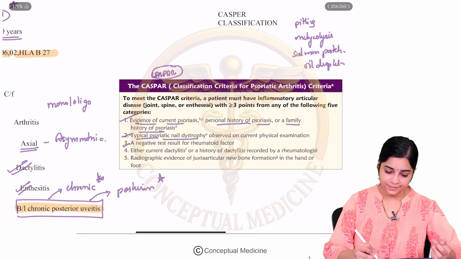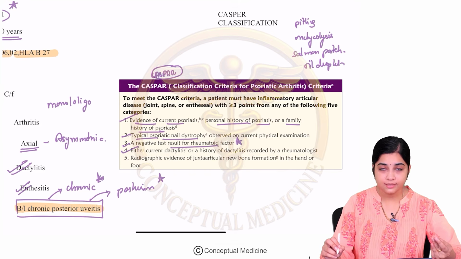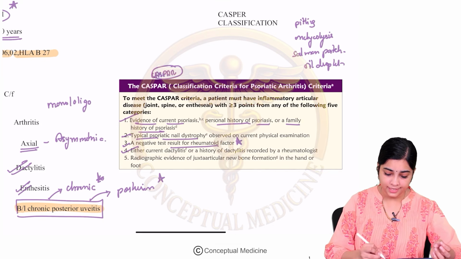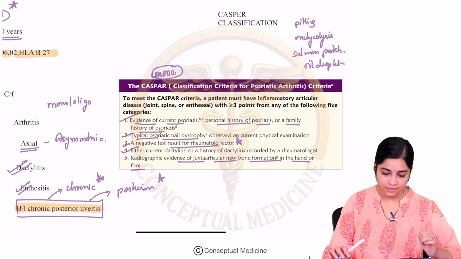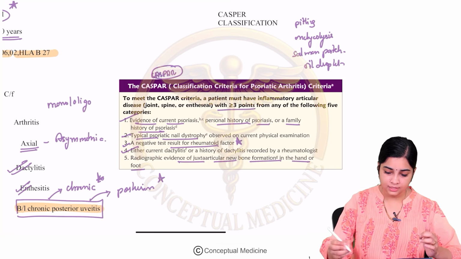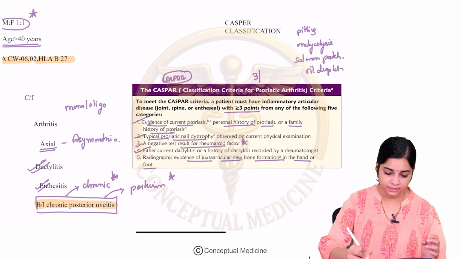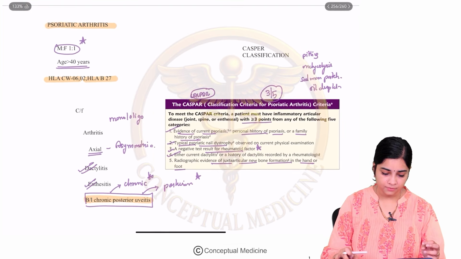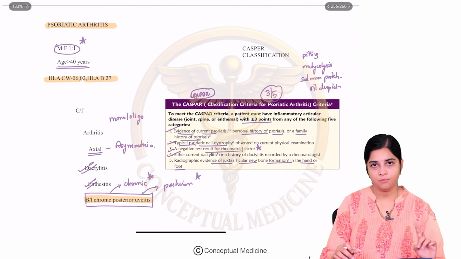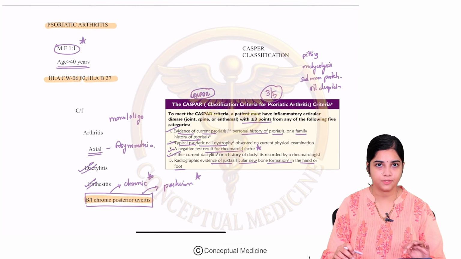Then negative test for RF, very, very important. Then current dactylitis or history of dactylitis, and radiographic evidence of juxta-articular new bone formation in the hand or foot. So if the patient has 3 points or more from any of these 5 points, this is what we call the CASPAR criteria for the classification of psoriatic arthritis. Okay, fine. So these are the important points, and remember chronic posterior uveitis as a differentiating feature.